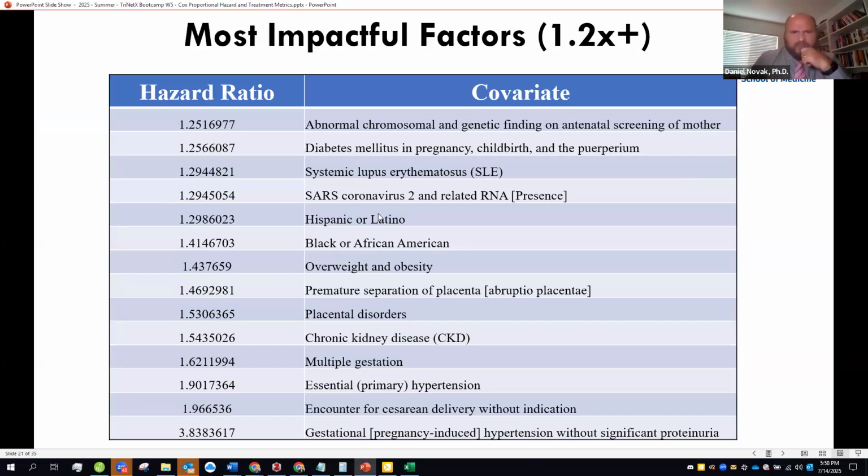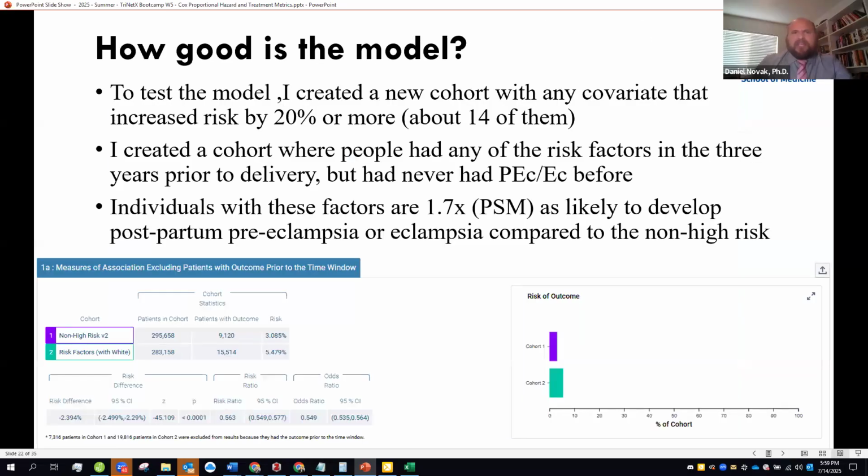So now that we know that abnormal chromosomal and genetic findings on antenatal screening of the mother confers a 25% additional risk of having preeclampsia or eclampsia postpartum, what do we do with all that information? You can see here again that gestational pregnancy-induced diabetes was very high, and cesarean without indication also almost doubles your risk, or is associated with, let's say, a doubled risk. And having hypertension going in, almost twice the risk as well. All these things fairly make sense to everybody.